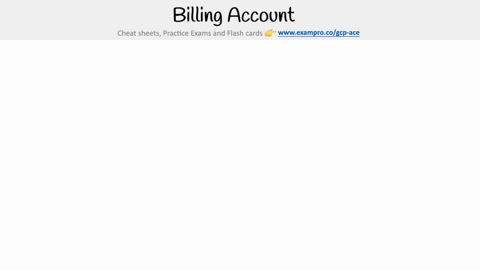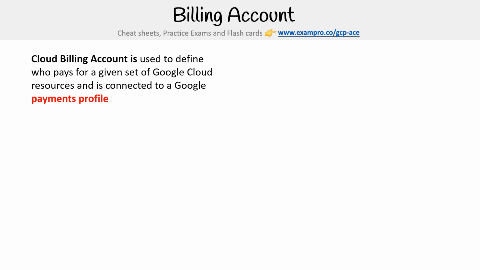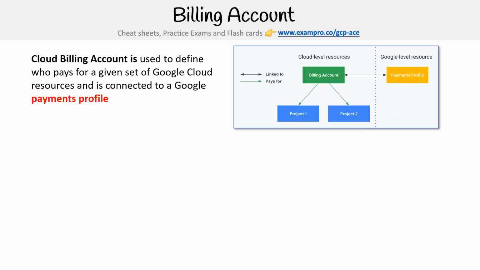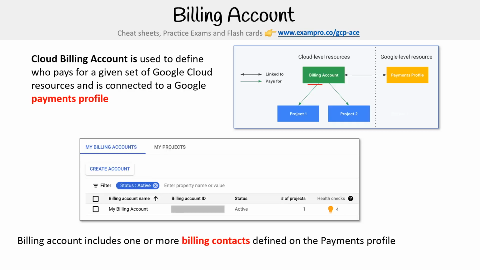Hey, this is Andrew Brown from Exam Pro, and we are looking at Cloud Billing Account, which is used to define who pays for a given set of Google Cloud resources and is connected to a Google Payments profile. So over here on the right-hand side, you can see that link. So projects are going to go to your billing account, and then your billing account is linked to a payment profile. Under a payment profile you can create multiple billing accounts. So here is just a single one, but it's very easy to create multiples.